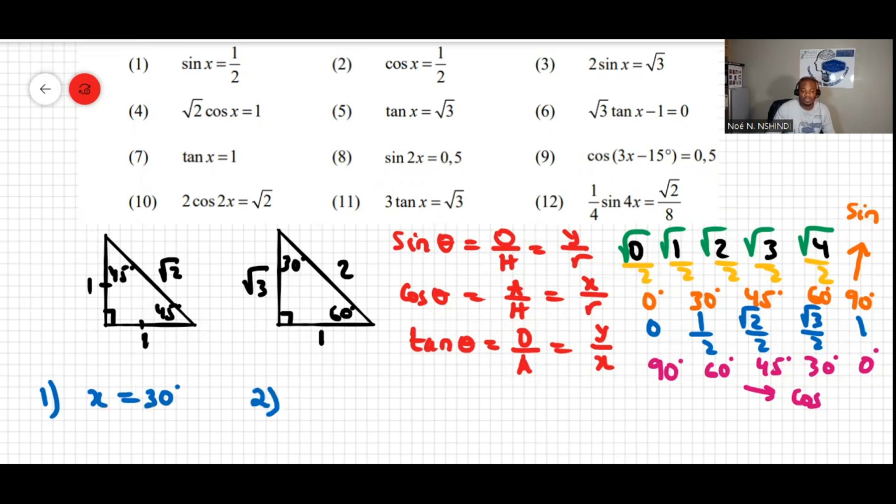Question 2, cos of x is equal to a half. I look here, I have a half there. Okay, it is 60 degrees. x must be equal to 60 degrees to have a half there, 60 degrees.